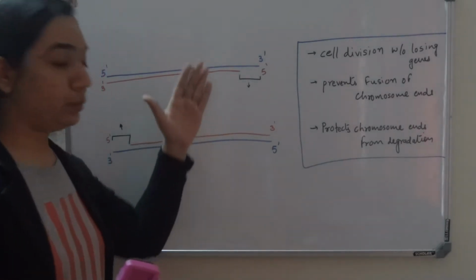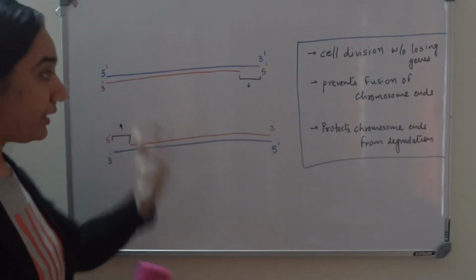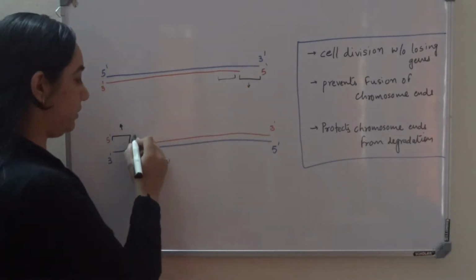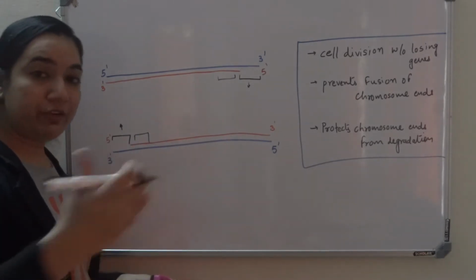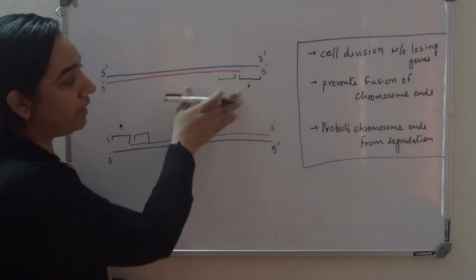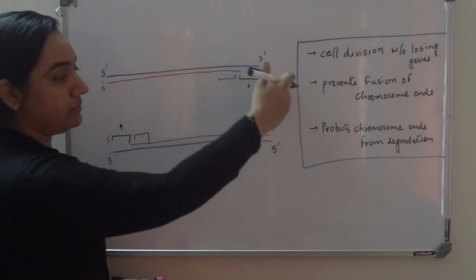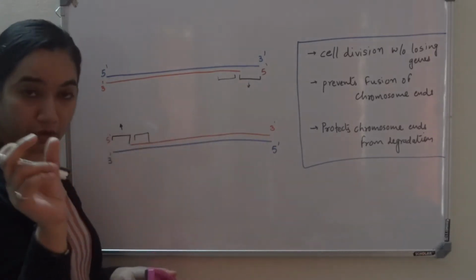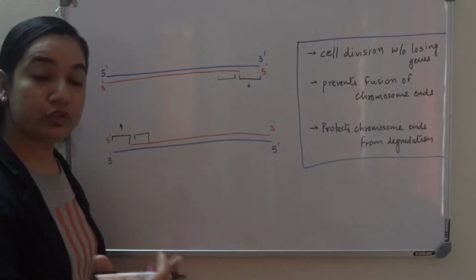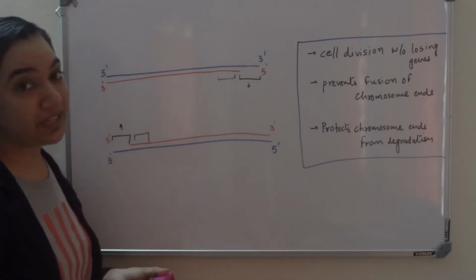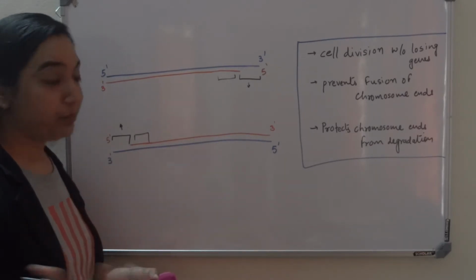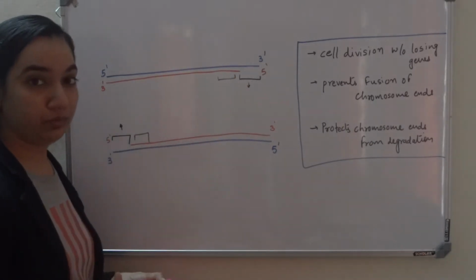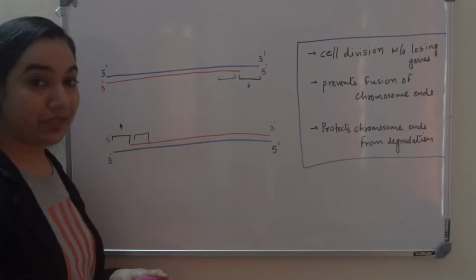Now when this cell will divide next time, again the same problem will come, and you're going to lose some more genes. So every time your cell divides, because you don't have a 3' OH end when it comes to the extreme end of the chromosome, you're losing a bit of your genes every time. So your chromosome becomes shorter and shorter every time cell divides. That is not feasible. So this problem, which is called the end replication problem, is solved by the presence of telomere. Let's see how.